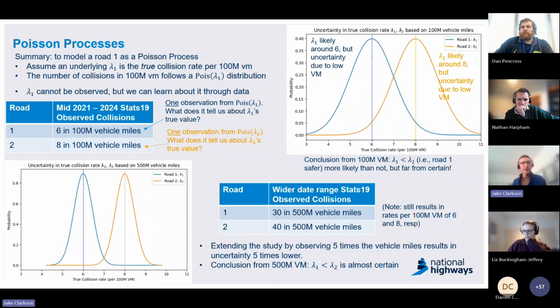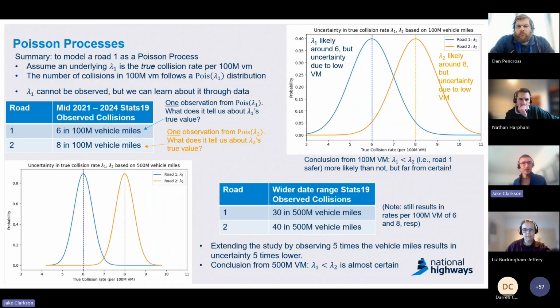Well, remember that lambda 1 represents the true collision rate per 100 million vehicle miles. So observing 6 collisions in 100 million vehicle miles is kind of evidence that lambda 1 is around 6. But because 100 million vehicle miles isn't actually that many, we've only seen 6 collisions in this time, there's a lot of uncertainty in this value.